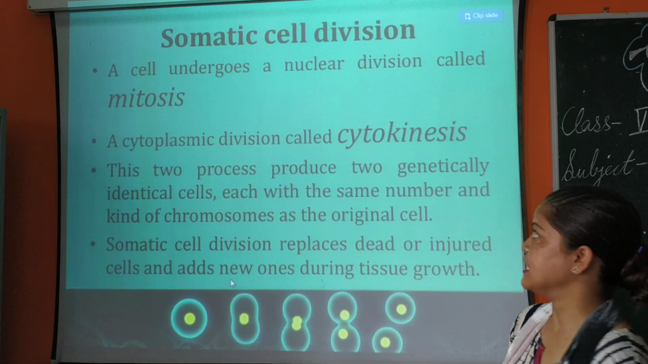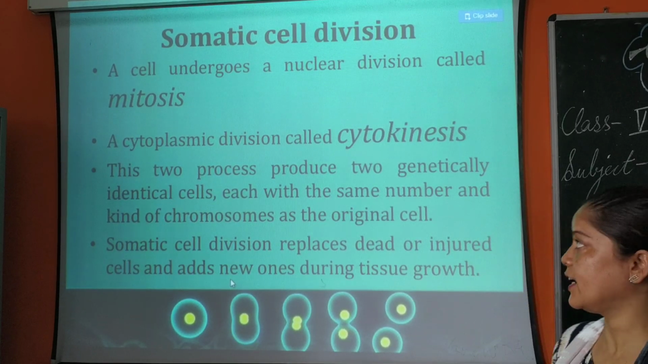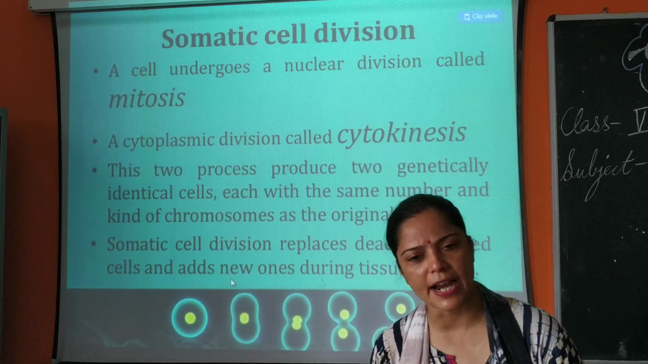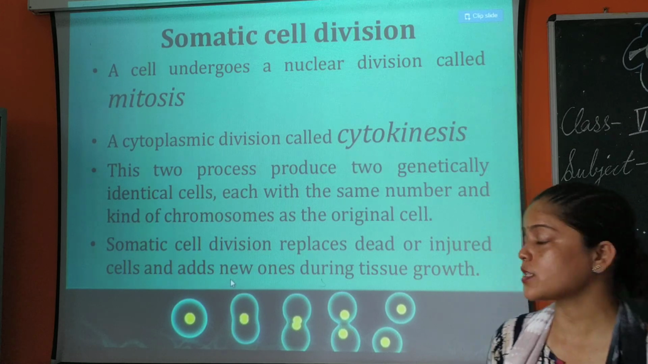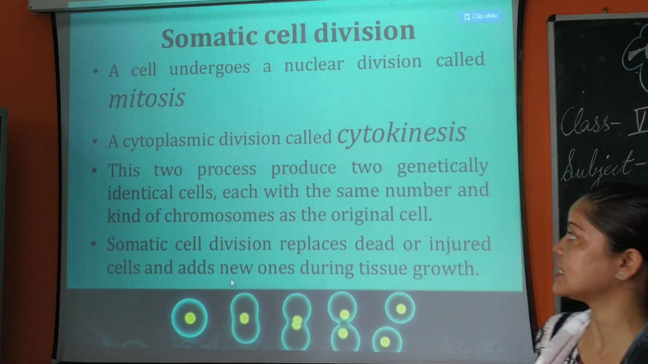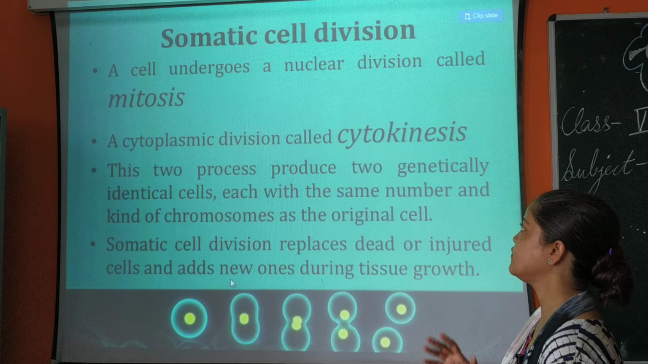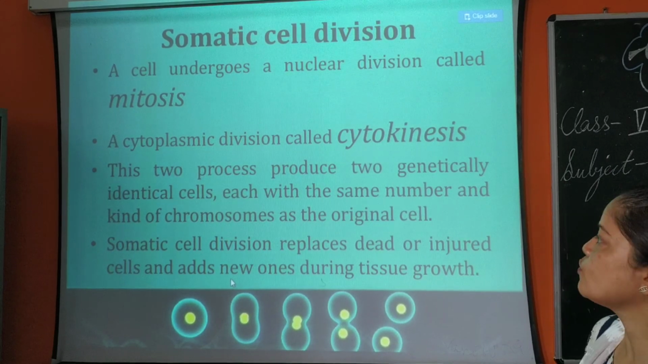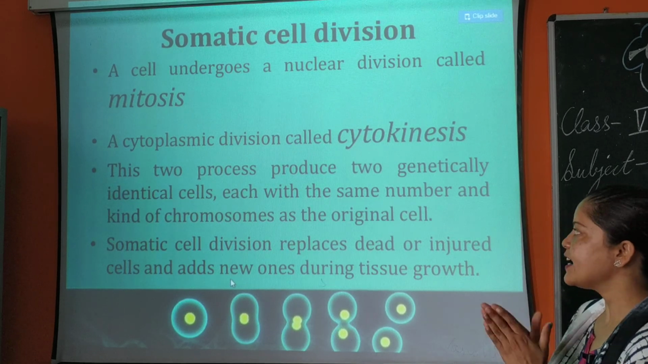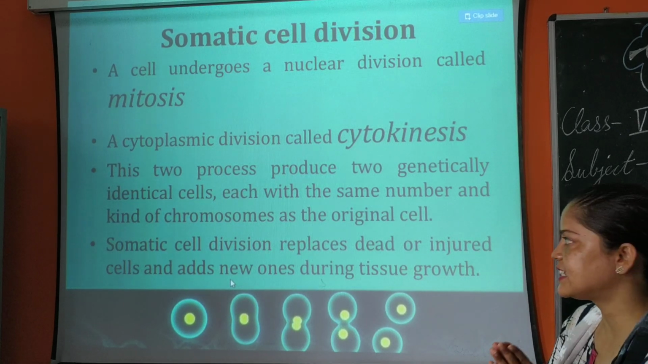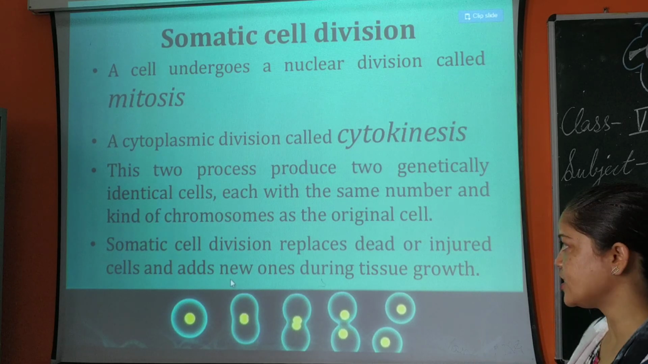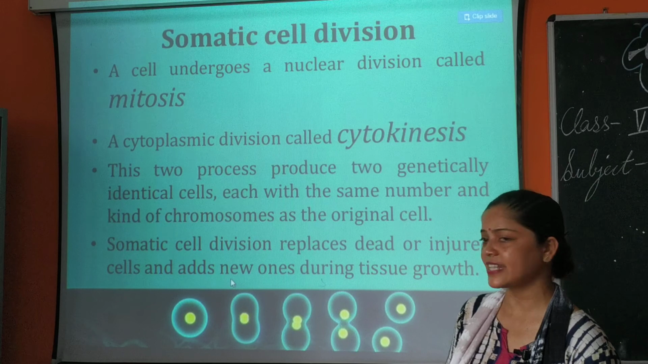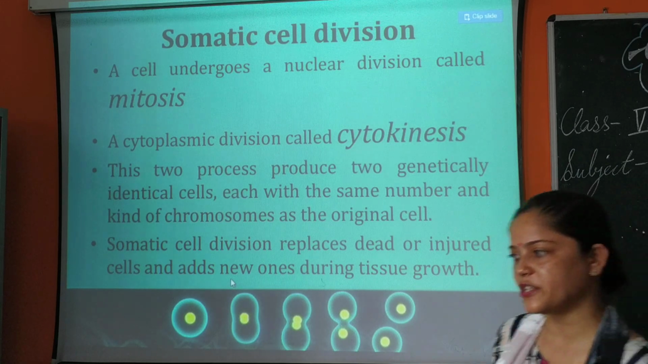Somatic cell division: what happens in somatic cell division? A cell undergoes a nuclear division called mitosis, and a cytoplasmic division called cytokinesis. These two processes produce two genetically identical cells, each with the same number and kind of chromosomes as the original cell. Somatic cell division replaces dead or injured cells and adds new ones during tissue growth.